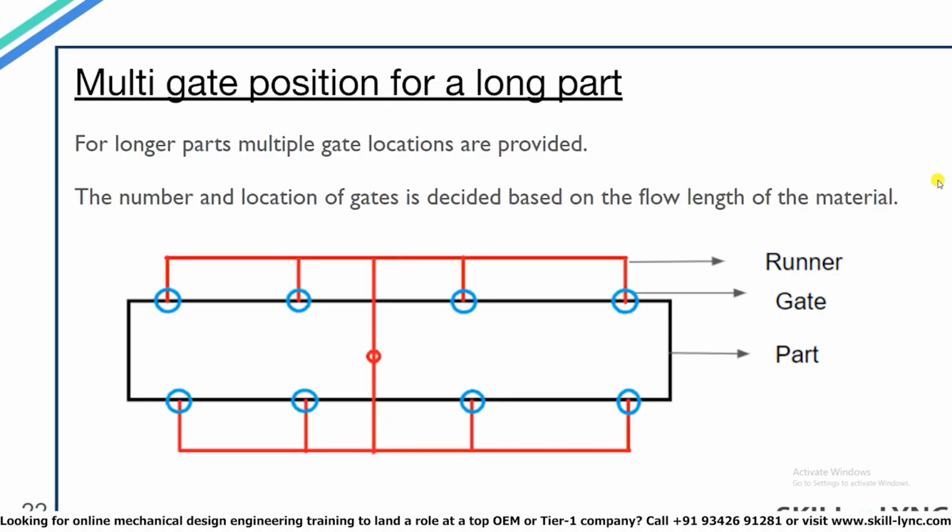If the length of the plastic part manufactured is more, then we provide multiple gates for the part. The exact length after which we need to provide an additional gate depends on a material property called flow length.